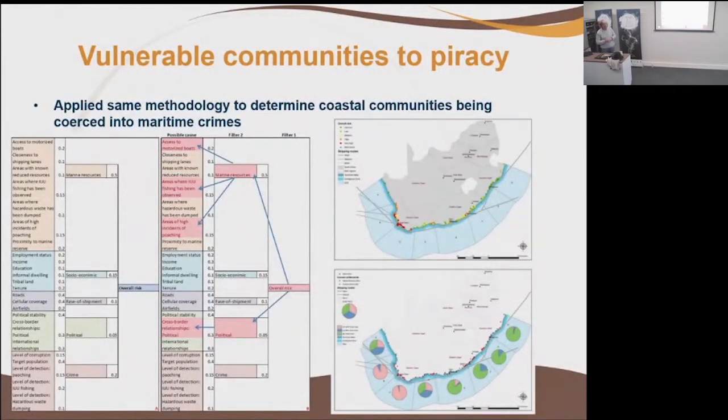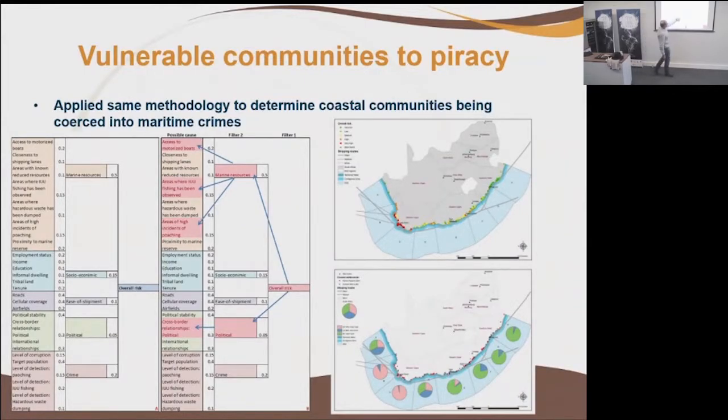Right, the last one is a similar exercise that we did. We got all these variables based on studies done in Somalia about the piracy there, what happened there, and so on. And then we used the same approach in trying to figure out which communities in South Africa could be at risk of being coerced into piracy in coastal regions and so forth.